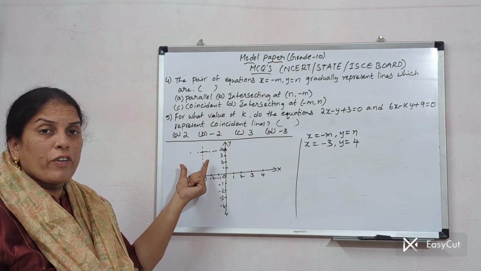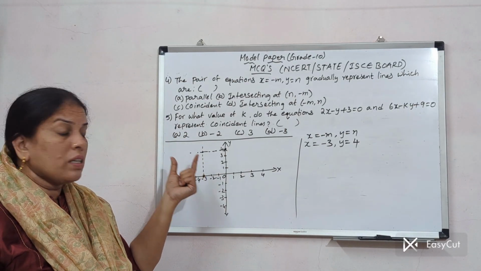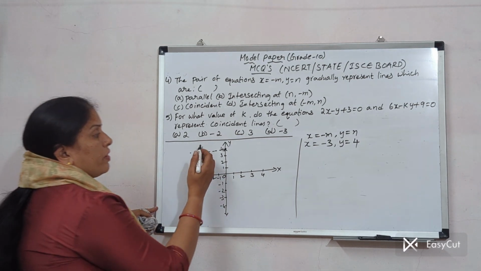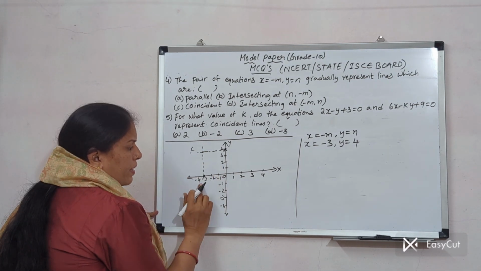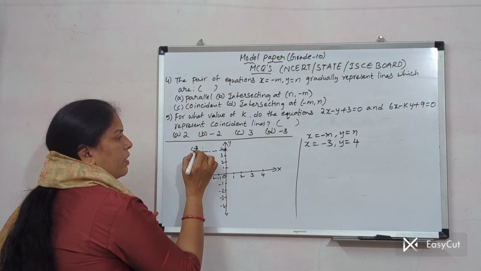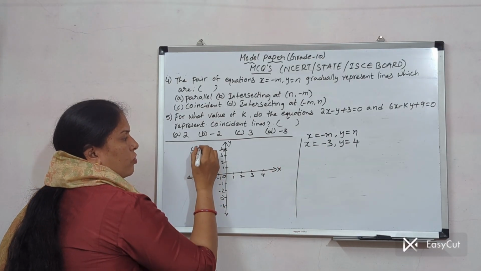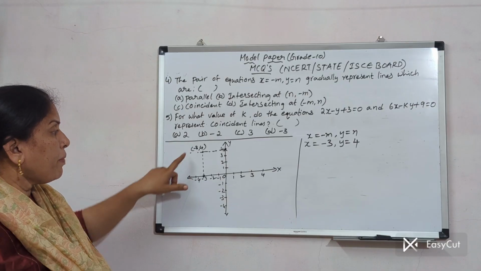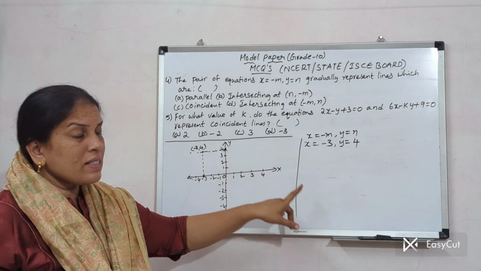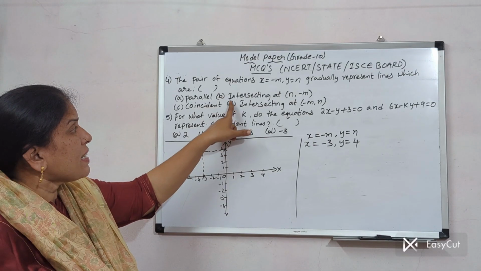What is the type of those lines? Those are intersecting lines. Okay. So they are meeting at a point. What is the x-coordinate? Minus 3. What is the y-coordinate? 4. So they are meeting at minus 3 and 4. See here, that means these two lines are intersecting lines.